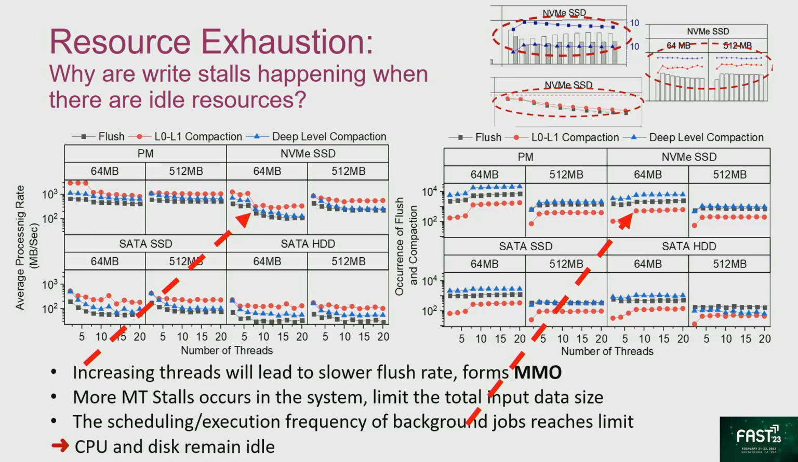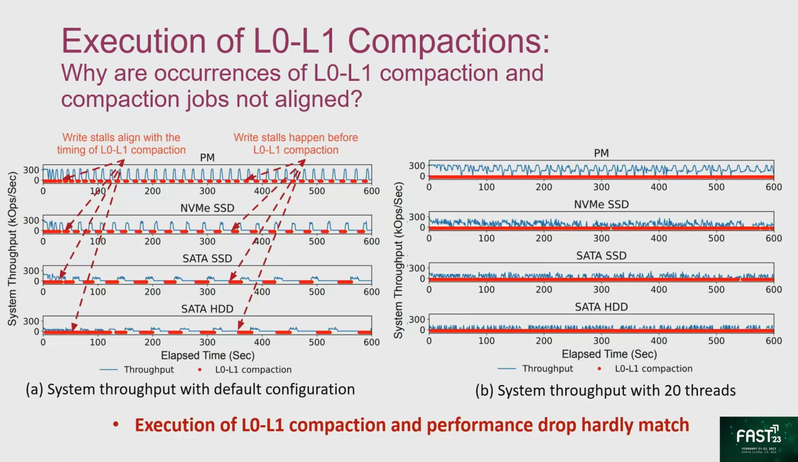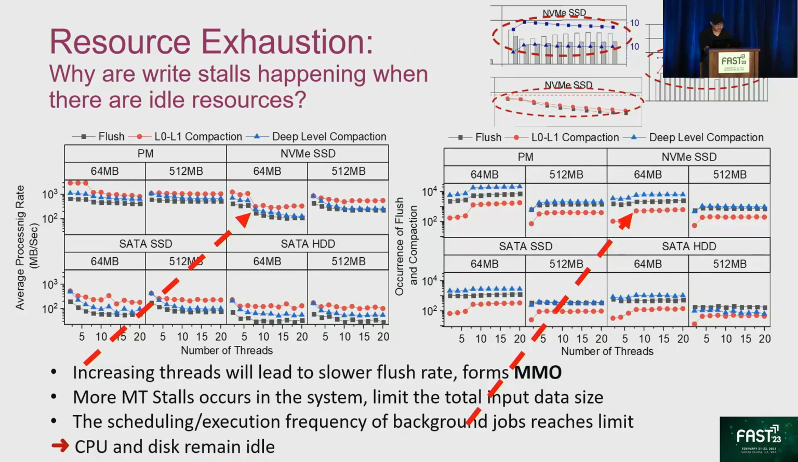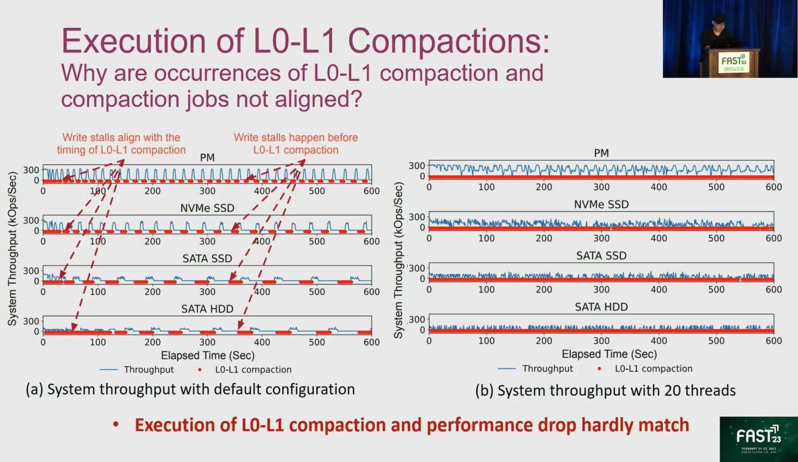The total input data is limited, and so is the scheduling and execution frequency of the background jobs. As a result, the CPU and the disk will remain idle, and performance will keep decreasing after crossing the tuning point. Then there is the misalignment between level 0 and level 1 compaction and the performance drop, which is shown here.